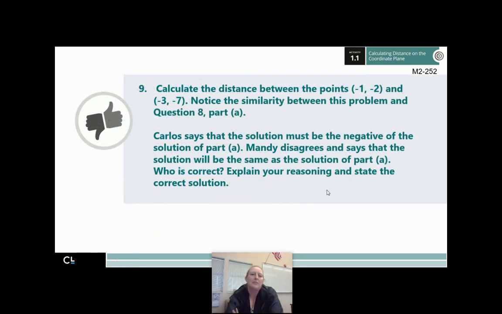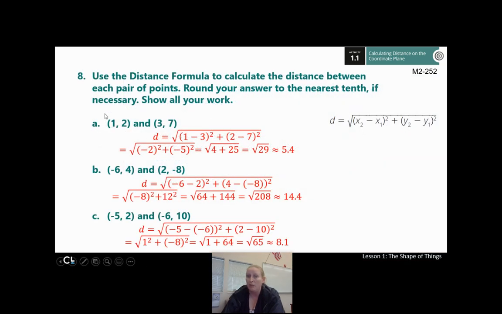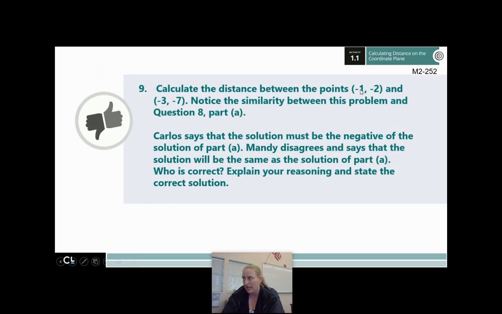Last but not least, we're asked to calculate the distance between the points -1, -2, and -3, -7. And you may notice that there's some similarities here, right? This problem is kind of similar to part A on that last one we just did, if you need to go back. It's very similar to part A, only now, instead of +1, +2, and +3, +4, it's now -1, -2, and -3, -4.